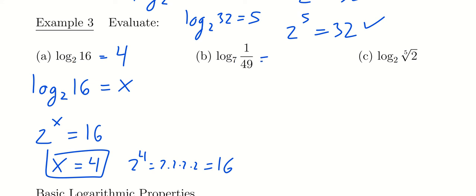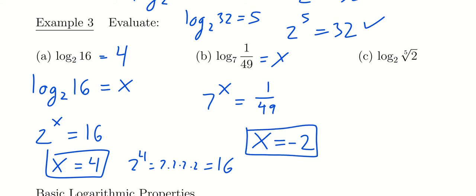Let's do the same thing with part B. We want to find log base 7 of 1 over 49. This is equivalent to saying that 7 to the x equals 1 over 49. So we're looking for what exponent we would have to raise 7 to in order to get 1 over 49. Well, one thing that we know is that 7 squared is 49, right? 7 times 7 is 49. But in order to get a 1 over, to get that reciprocal, we know that would have to correspond to a negative exponent. Therefore, the value should be -2.